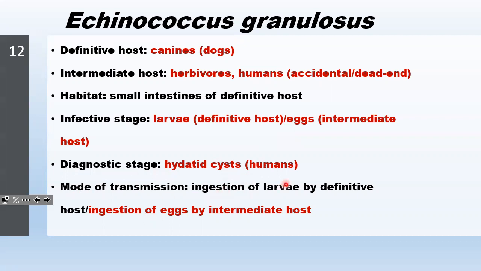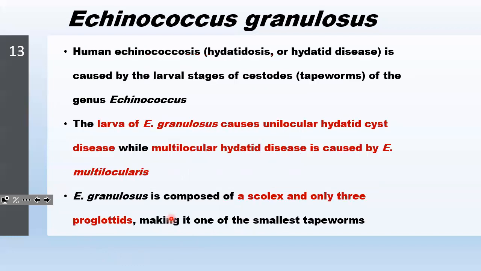The mode of transmission for the definitive route is the consumption of the larvae in the sheep or in the goat. But in humans, it's the ingestion of the eggs that will establish infection. Are you following? Yeah. So that's why I put some of this in red to emphasize what you should take note of.